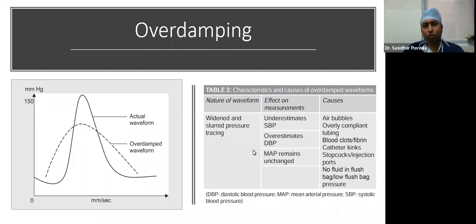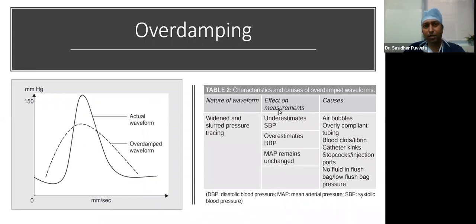So what can cause overdamping of the system? Any air bubbles in the system, any blood clots or fibrin, or any catheter kinks, and even if your flush bag is empty or your pressure bag is empty, this all can cause overdamping of the system.